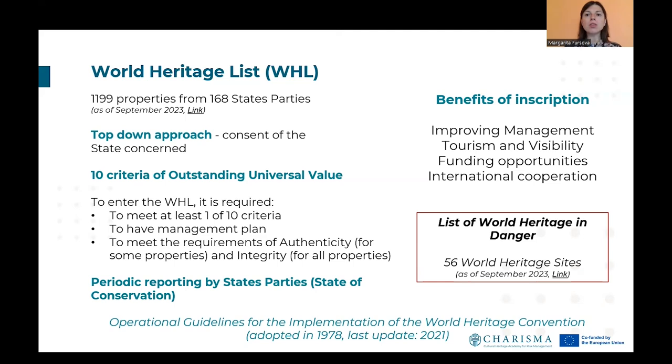To enter the World Heritage List, a site must meet at least one of 10 criteria of outstanding universal value defined in the Convention's operational guidelines. It must also have a management plan and meet the requirements of authenticity and integrity, also outlined in the operational guidelines. First adopted in 1978, the operational guidelines are updated regularly, and the last review was in 2021. It's important to note that the inclusion of a site on the list requires the consent of the state concerned.